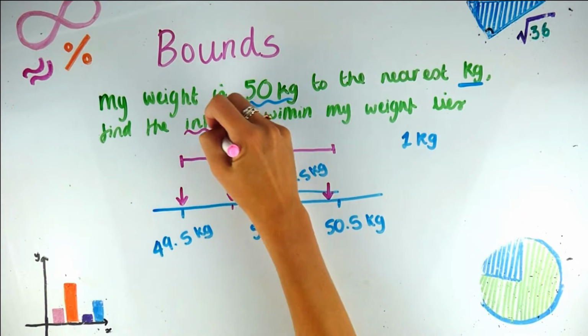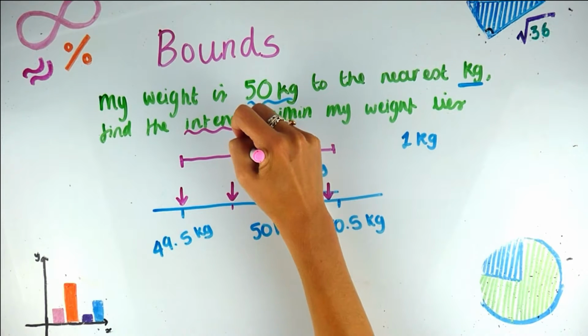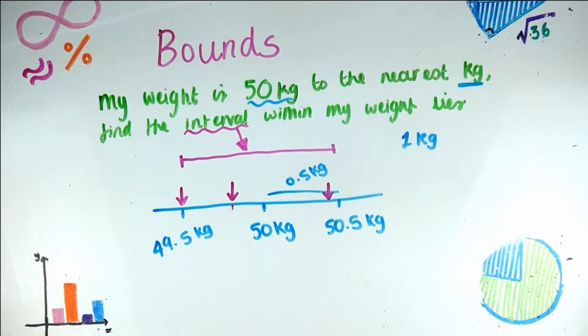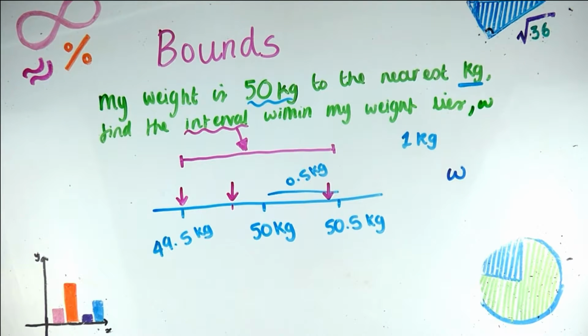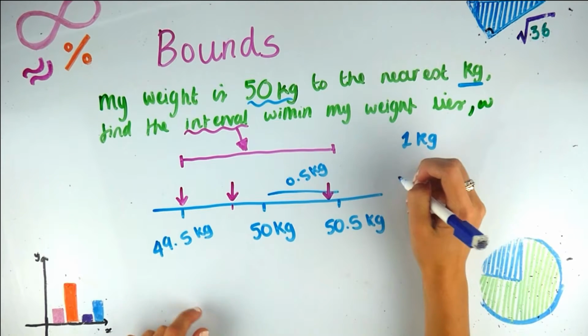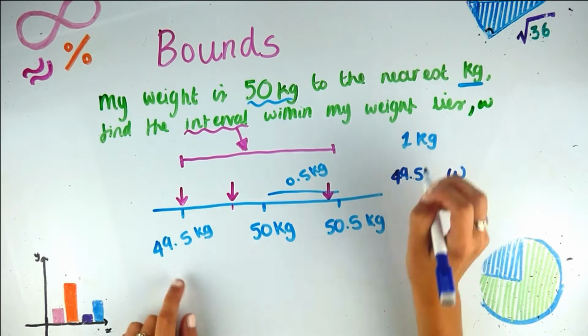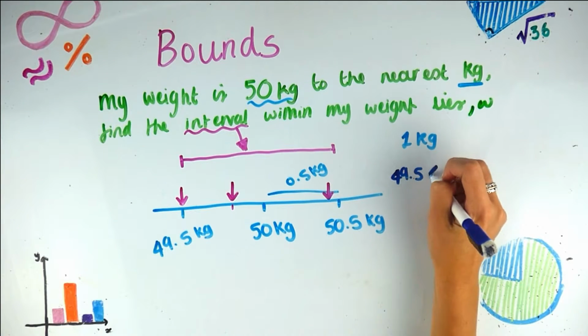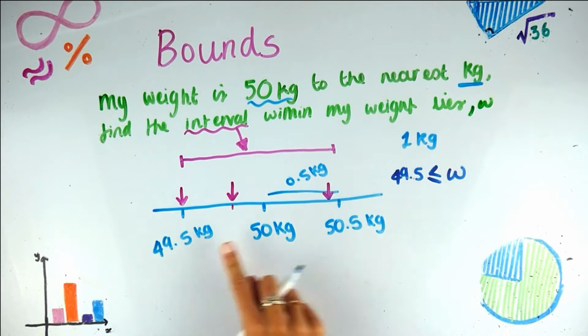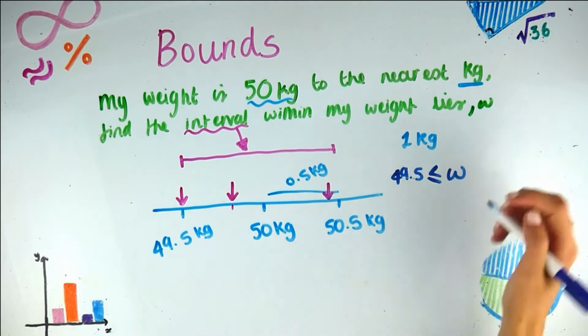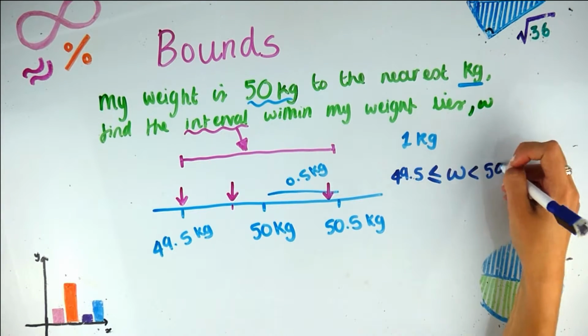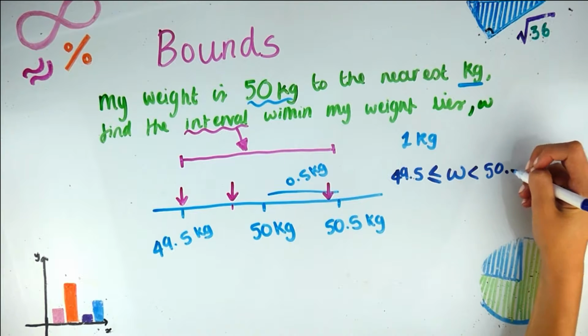And it's asking me for the interval. So I need to put values on that interval, just what part of the number line is that. I'm going to call my weight W. So my weight W lies in the region from here to here. It can be 49.5, because I know if I get a 0.5, I round up. So it has to be bigger than or equal to 49.5, because if I land on a 0.5, I round up. And then on this side, it has to be less than 50.5.